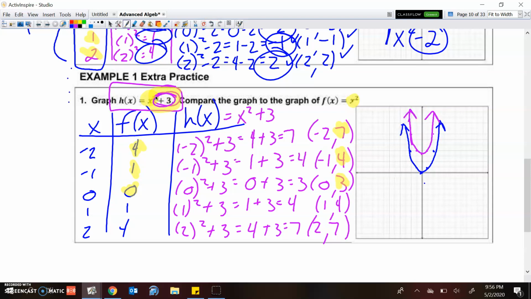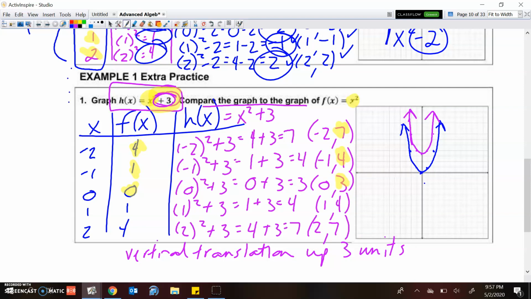My graph went up. So when it says compare it, I didn't write it out in the one above, but we would say it is a vertical translation up 3 units. Now everything else stayed the same.